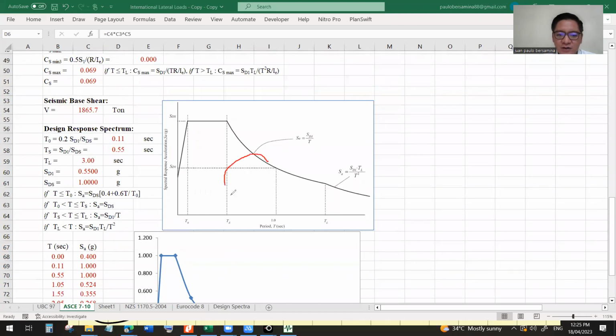Nandito na sa zone na to yung ating 10-story building. Ito na siya. Ito yung peak nandito. Nasa peak. Kaya lumiit na yung ating C sub S. Okay?